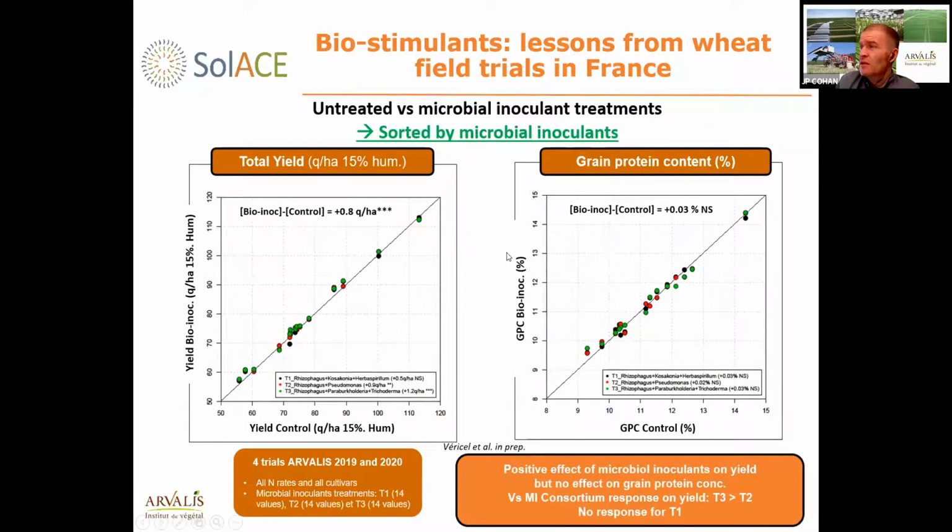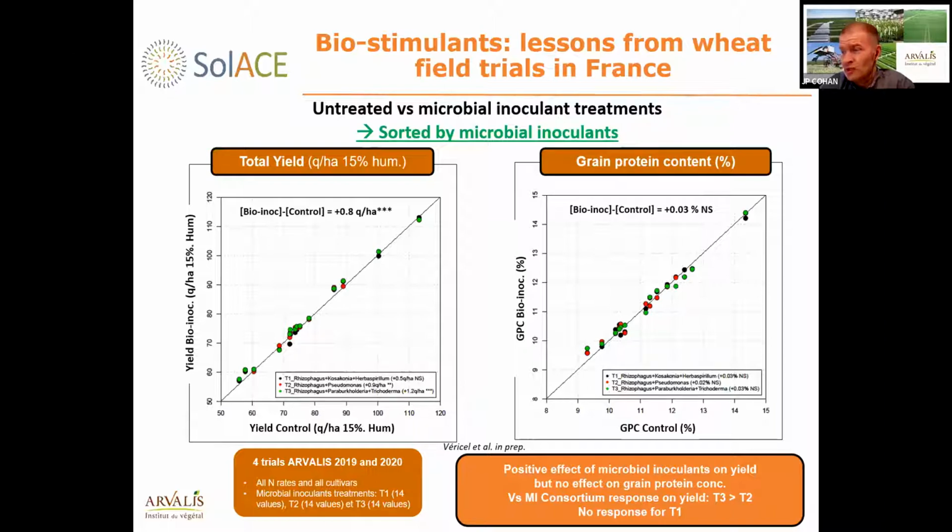And the last slide of results: this time the results are sorted by the type of microbial inoculant. The black point is for treatment 1, which is a combination of Mycorrhizae and bacteria. The red one and the green one are also combinations of Mycorrhizae and bacteria. As you can see, concerning yield, we don't see exactly the same result for all combinations of microbial inoculant.